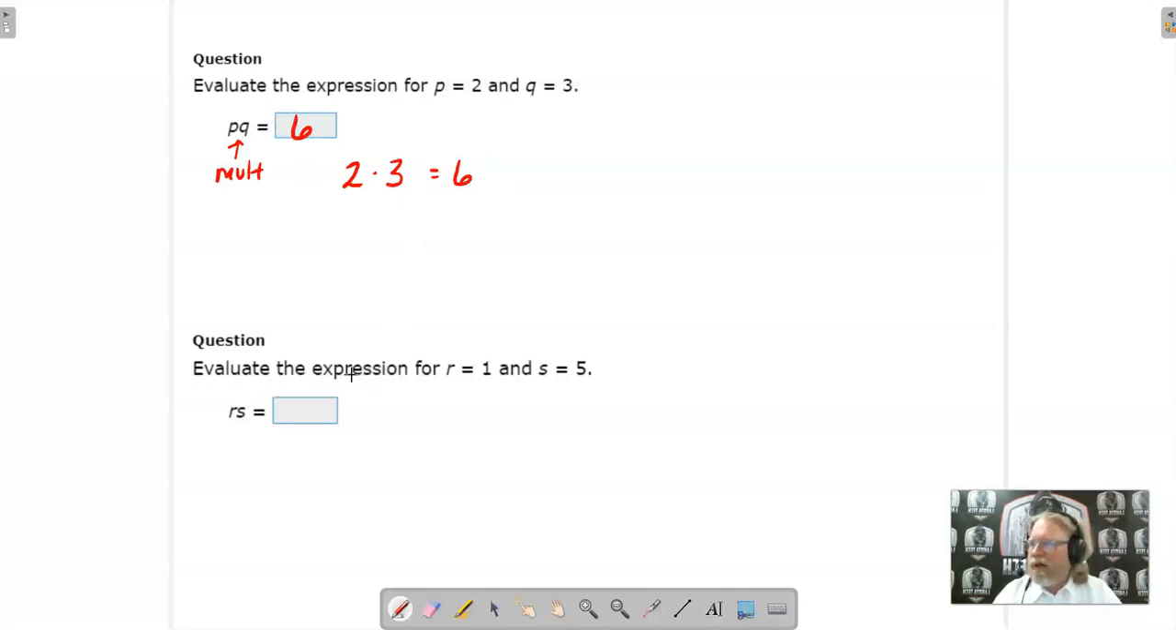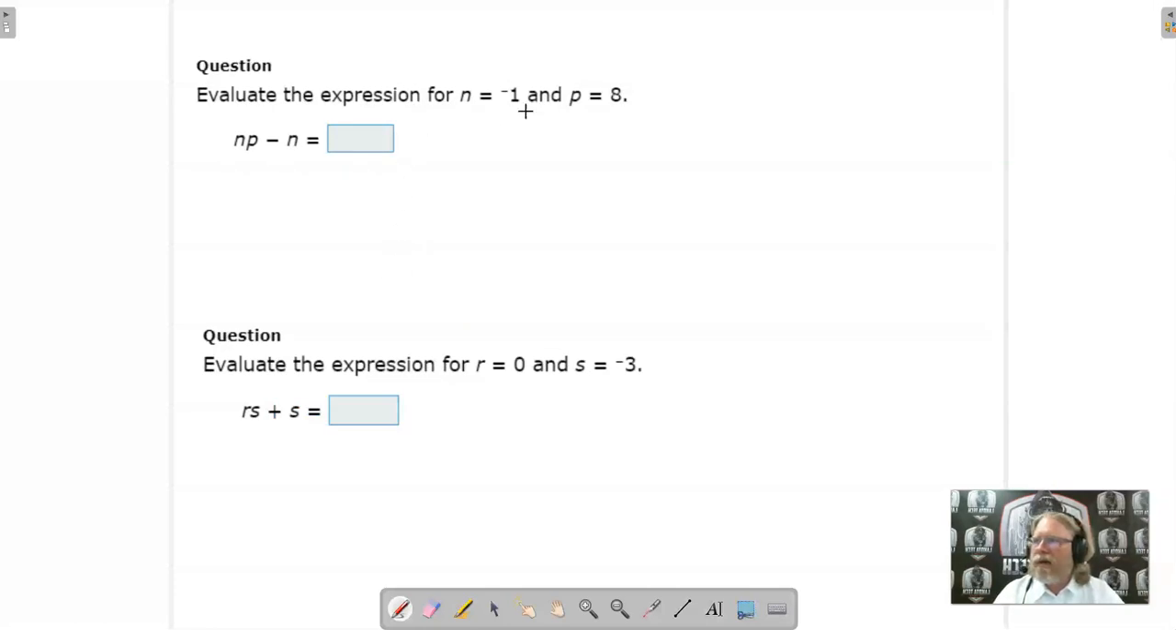On the next question down here, evaluate the expression for R is 1 and S is 5. Notice that I use the word is for the equal sign. It's the same as saying equals. I could say R is 1 or R equals 1. Same difference. So R is 1, and again, no operation sign here, so we know it's multiplication. So we multiply that times 5 because S is 5, and 1 times 5 is 5. So type in 5 and hit enter, and we're good to go.